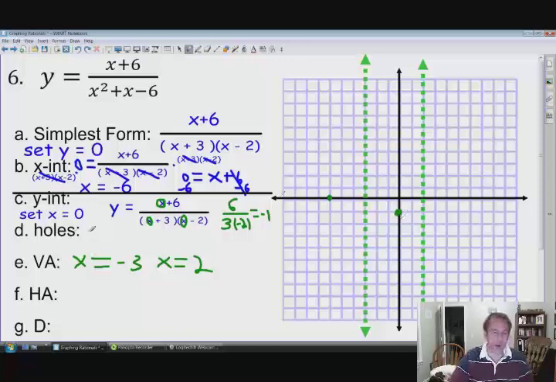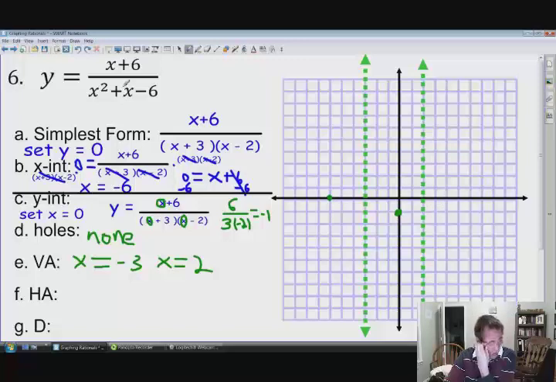Cool. Now holes. Holes happen only if stuff cancels on the top and on the bottom and gets rid of one of our asymptotes, because then our asymptote becomes a hole basically. So for holes, we're going to put none, which is kind of crazy, right? And then our horizontal asymptote, I'm not even sure if we have one, I wonder. Interesting, right? So let's take a look.